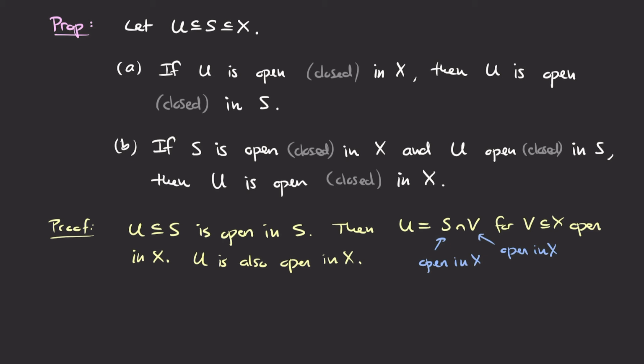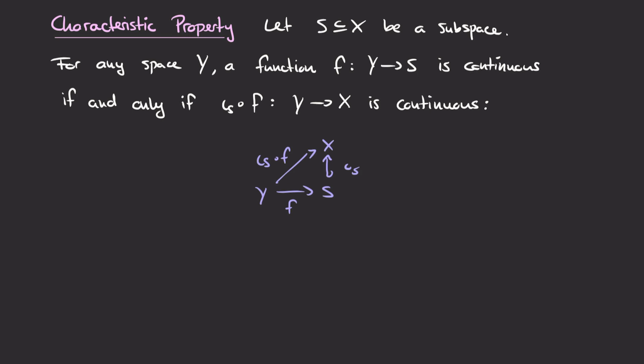To reiterate the take-home message from this proposition, if you have some subset of the larger space, which is either open or closed in the larger space, then the same property will also hold in the subspace. However, the converse only holds under more restrictive circumstances. Next, we turn to an abstract way of characterizing the subspace topology. And this continues our line of thought from the very beginning of the video, where I tried to motivate the definition for the subspace topology.